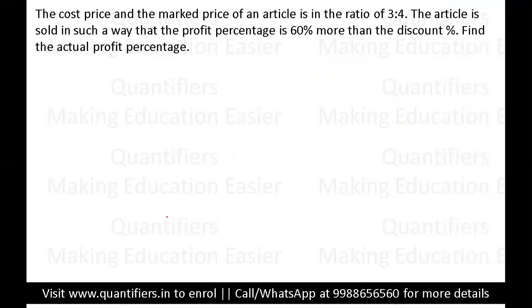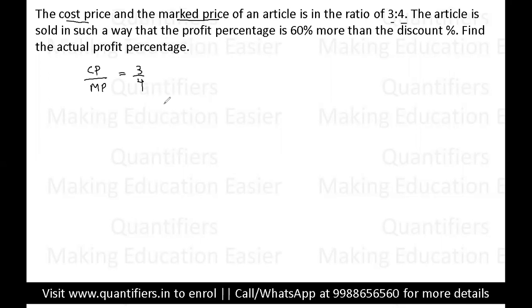Okay, students, so I hope all of you must have given a try. Now, let us discuss this. So first of all, let us see what is given in the question. The first information that is given is the cost price and the mark price ratio. Let me write here cost price divided by mark price. It will give the ratio that is 3/4.